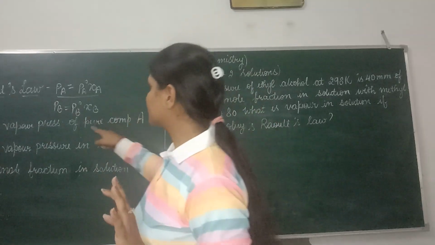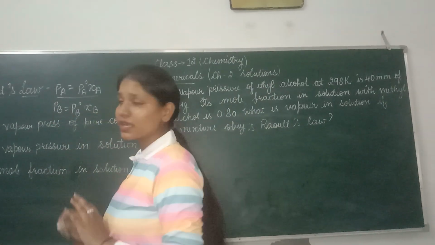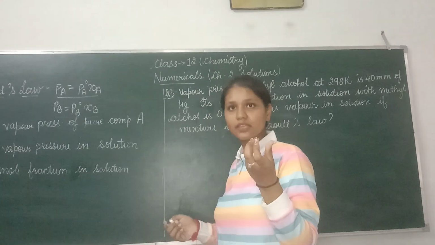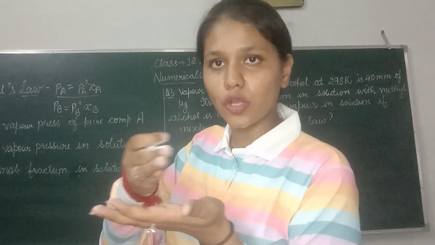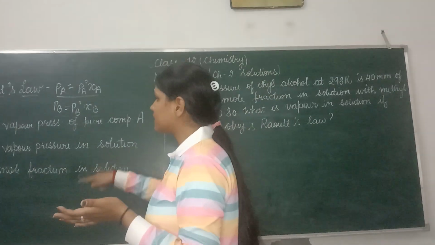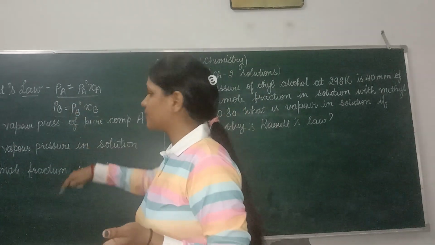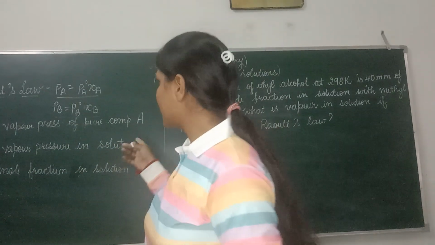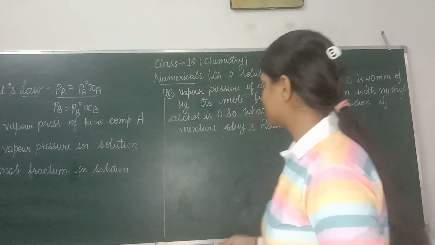And here PB naught is the vapor pressure of the pure component B, PB is the vapor pressure of component B in the solution, and XB is the mole fraction in the solution.